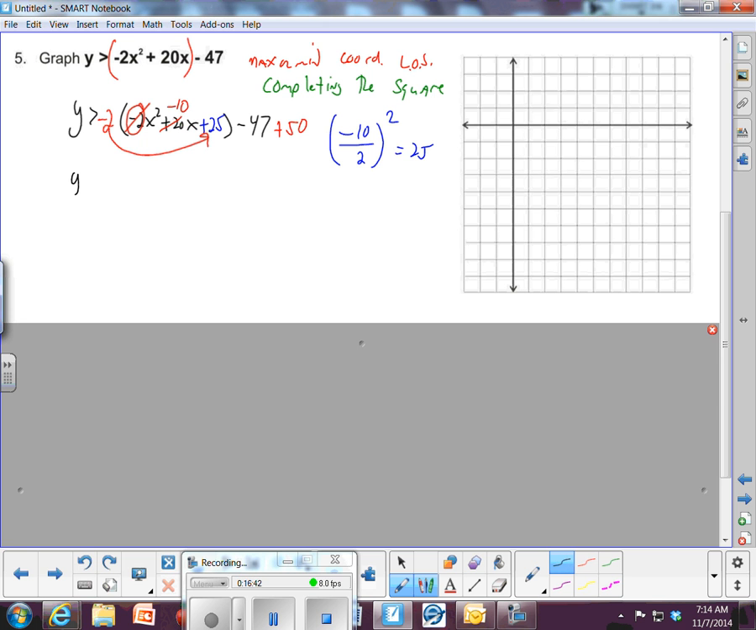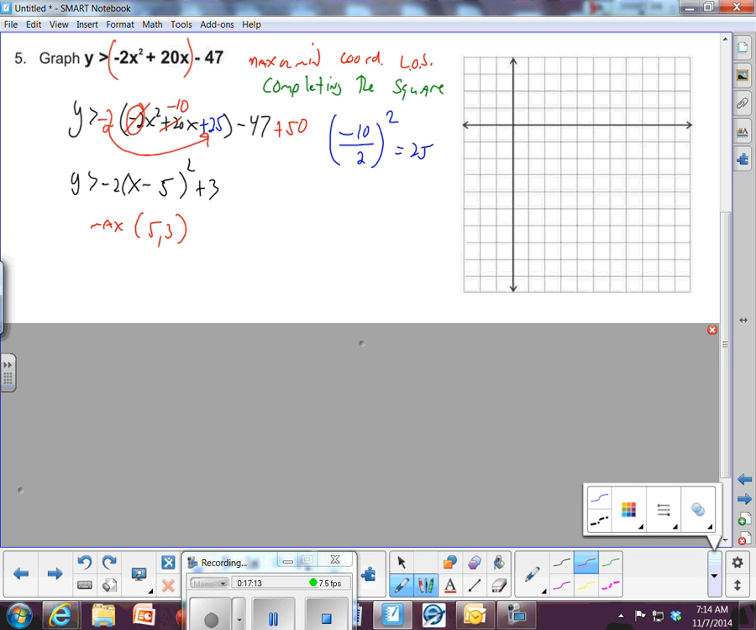Okay, finish completing the square. y greater than or equal to negative 2 times the quantity. Remember, square root of the first goes first. Sign of the middle is in the middle. Square root of the last is last. It's quantity squared. And then we get plus 3. Okay, now can we answer our questions? Yup. There's a max at (5, 3). It's a max at (5, 3), and we've got a line of symmetry of x equals 5.